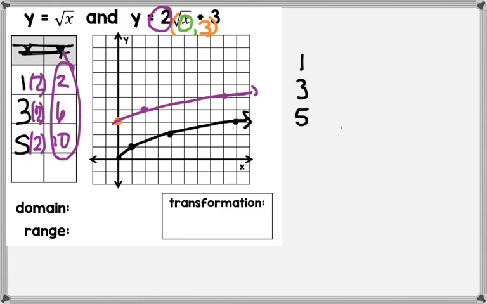So what happened this time? Well, we had a transformation of up 3, and we also had a stretch on our graph by a factor of 2. For our domain, we want to look at our x values. What was the farthest value to the left? 0. What's the farthest value to the right? Infinity. The lowest value for range, well, this one has a starting value at 3 and goes up to positive infinity.